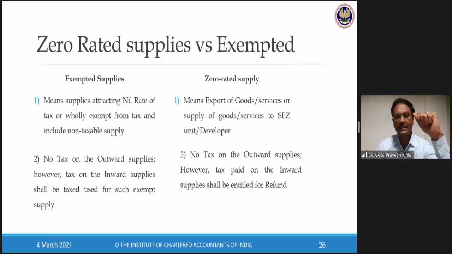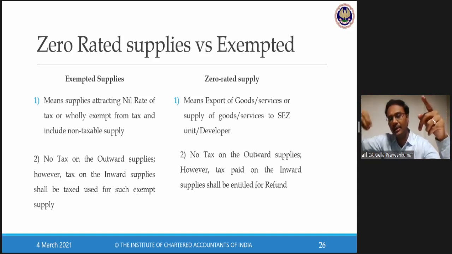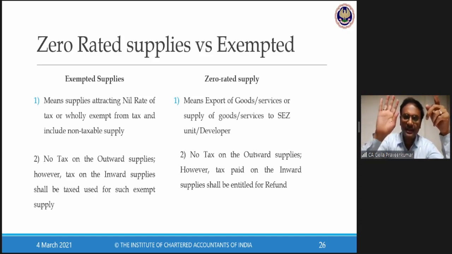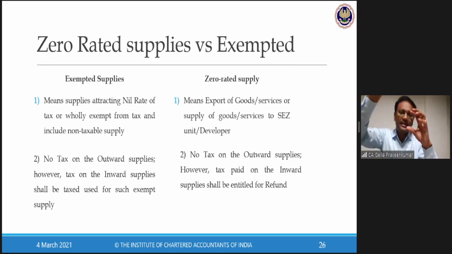In case of zero rated supply, there is no tax on outward supply. When I say on payment of IGST, look, I'm not going to collect from my customer. I'm going to pay IGST to government and government is going to give that money into my bank account. Please keep in mind, zero rated supply. Look into your balance sheet. In the balance sheet, current asset, ITC, accumulation of ITC. I pay that tax to government so that government gives a credit into my bank account. So this is my zero rated category.